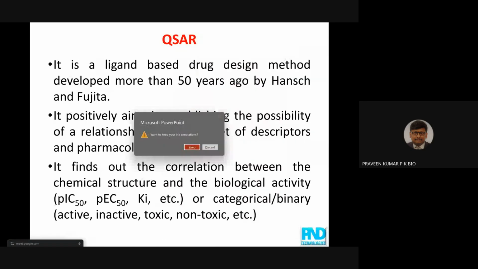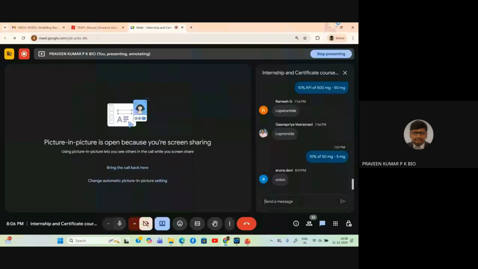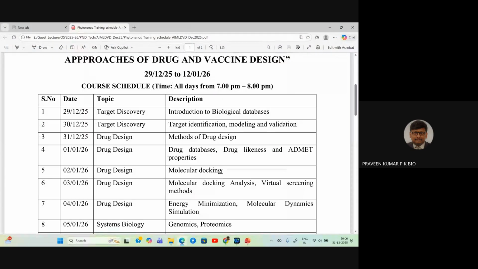PSR, I think we have already discussed. So we have discussed the major theoretical information in drug design. Tomorrow we'll be discussing much of the hands-on session. We'll be covering much of the practice of online tools and databases tomorrow. We'll be discussing drug databases, drug likeness, and ADMET, and also hands-on sessions.